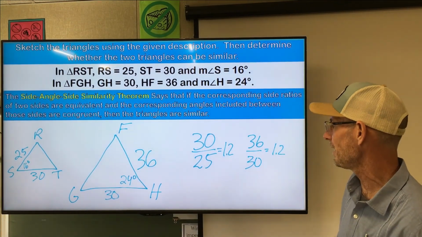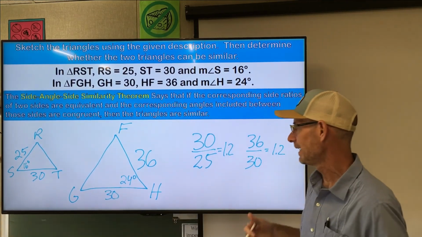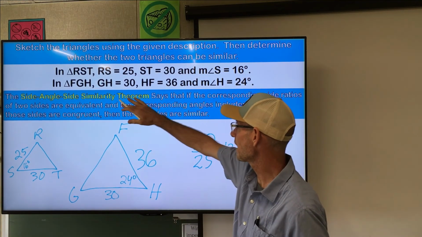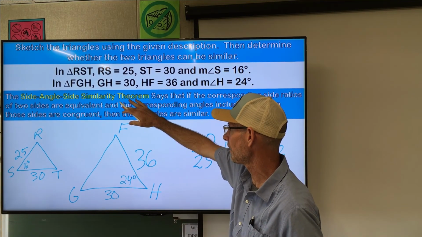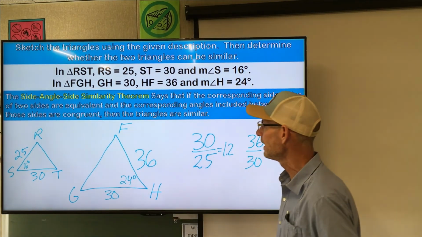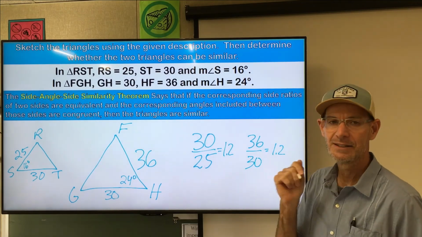My problem is that the angle that's in between these sides is supposed to be equal if I can use the side angle side similarity theorem. So since 24 is not equal to 16, these two triangles are not similar.